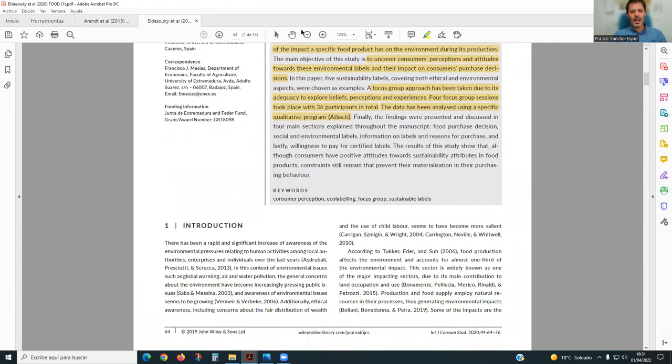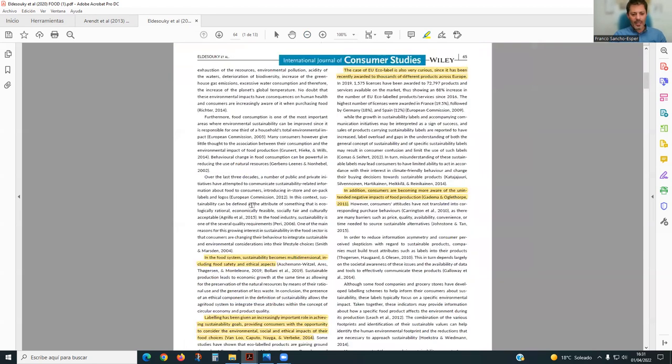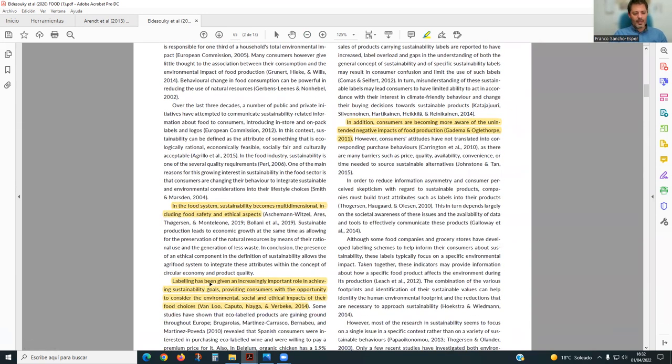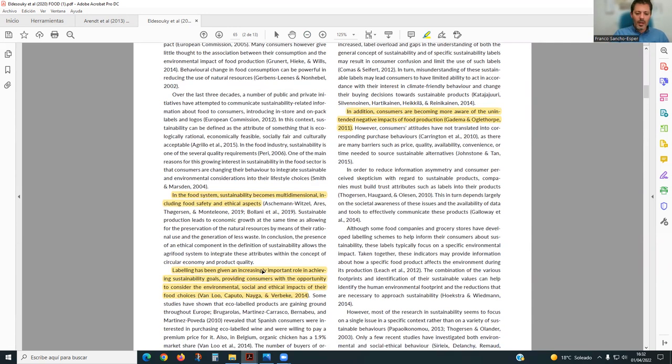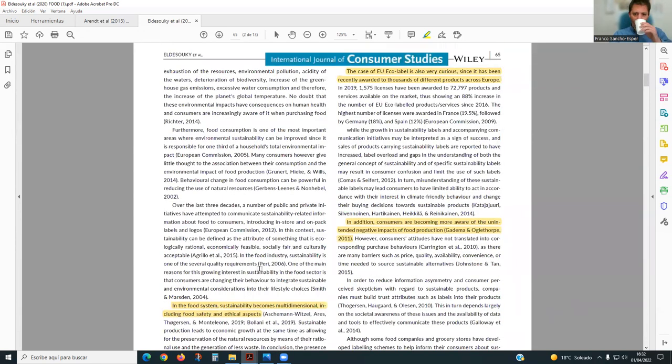So let's go down and let's see a little bit the study. So first of all, they start talking about labeling, and they say, in the food system, sustainability becomes multidimensional, including food safety and ethical aspects. They talk a little bit about labeling. Labeling has been given an increasingly important role in achieving sustainability goals. So this is important to have the information in the label on the fruit or on the food that informs the level of sustainability of the product.